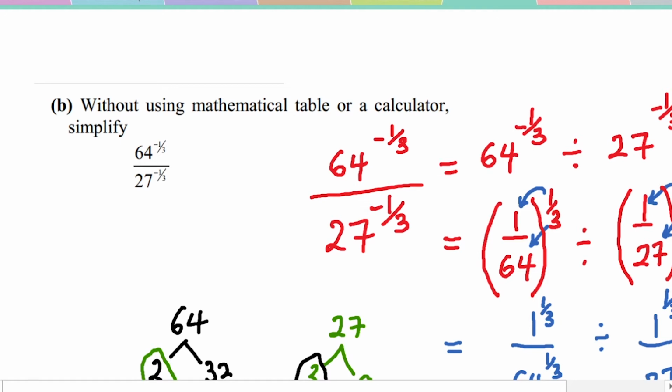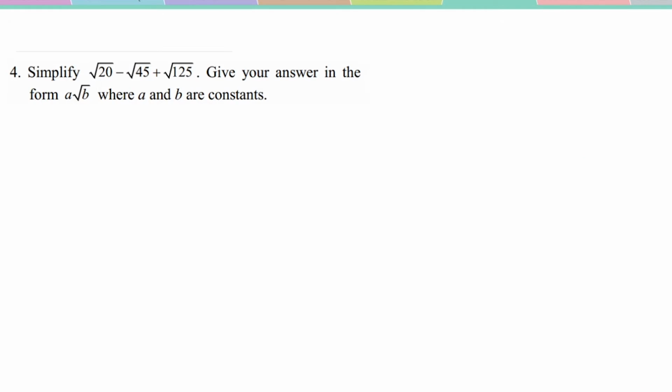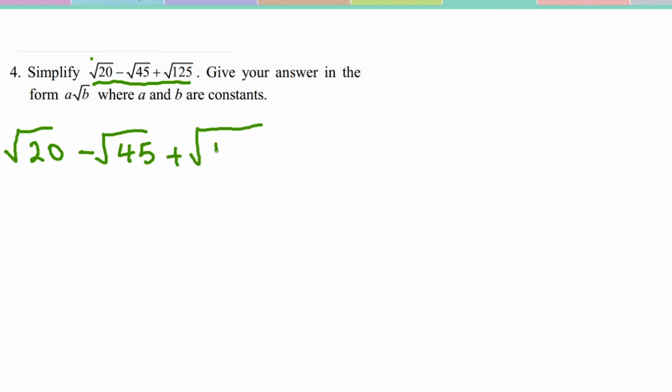So we have simplified. Moving on to the next number, we are required to simplify this expression, giving your answer in the form a root b, where a and b are constants. So let's write it here. We have root of 20 minus root of 45 plus root of 125. We have to make sure that our answer is in this form, a root b.